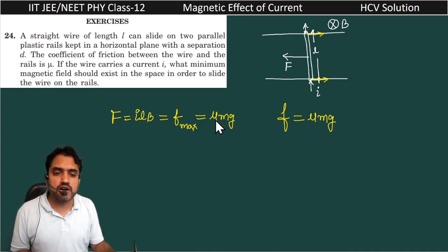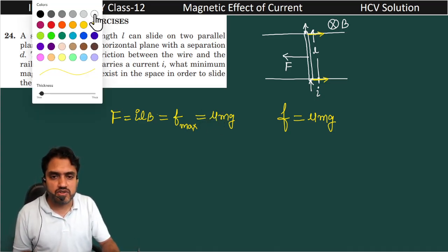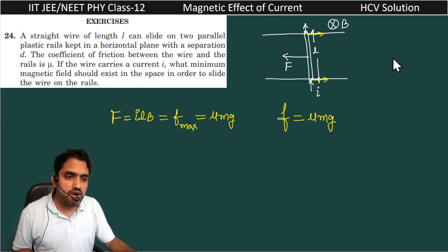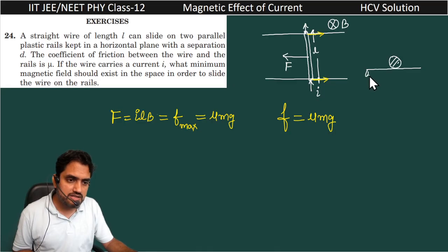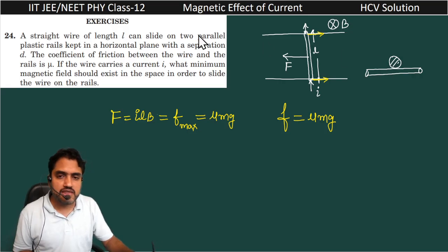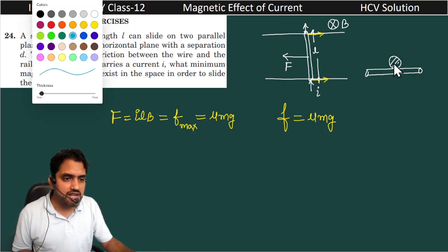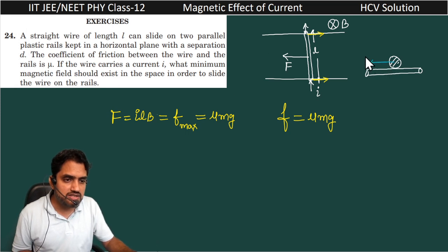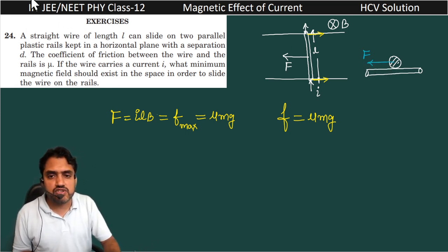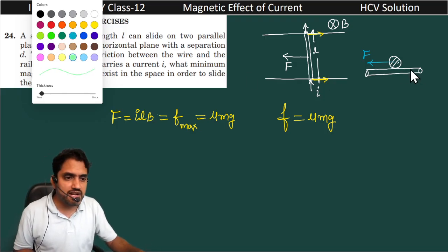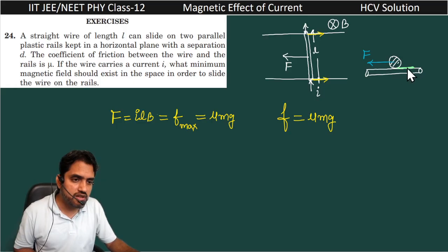If you want to understand using the FBD, what you can do is plot the cross section. This is the cross section of wire, these are the rails. Now the magnetic force is acting in left hand side direction, like that. This is the magnetic force F, and the friction force is acting in right hand side direction in between these rails and the wire. So this is the friction force.